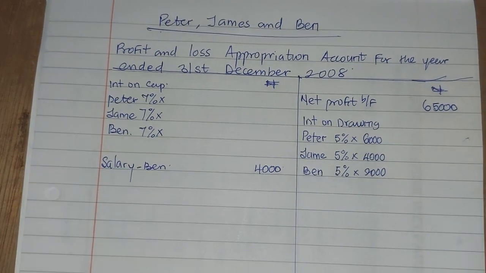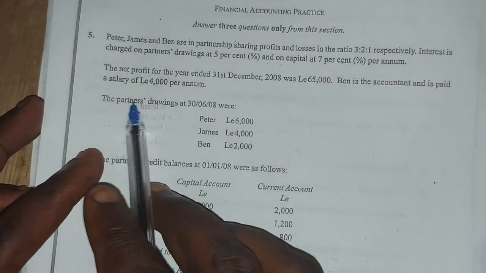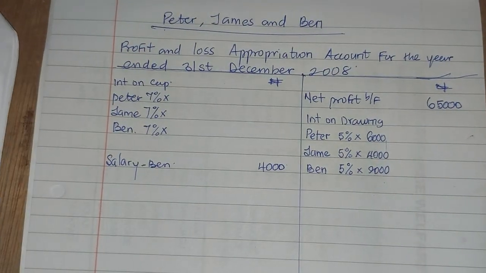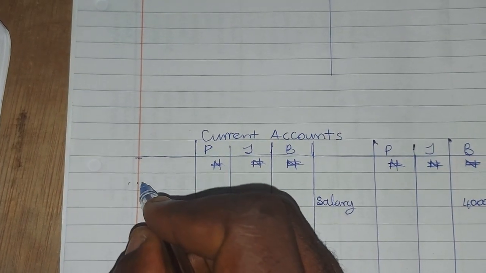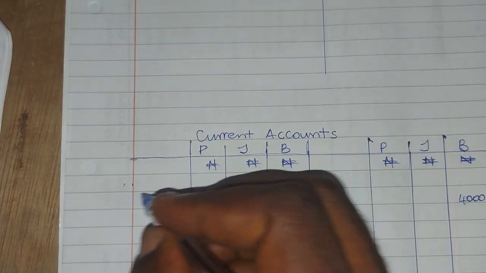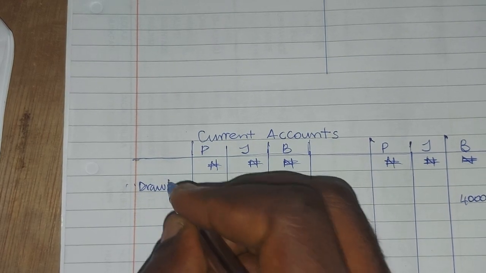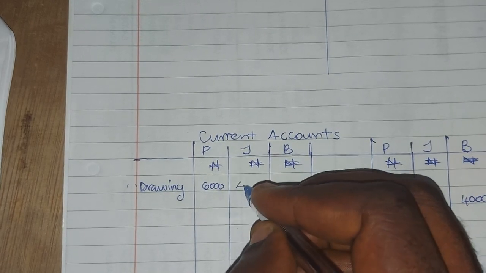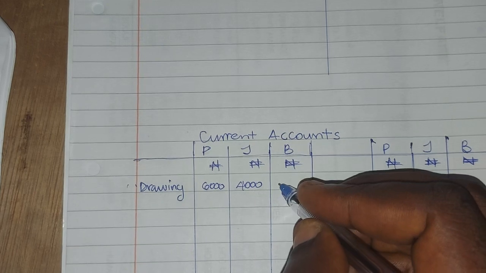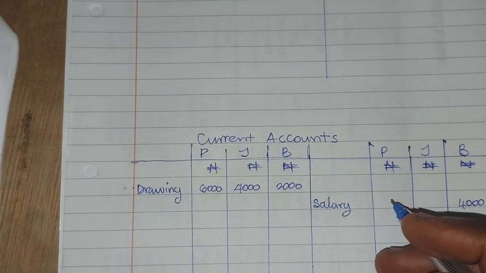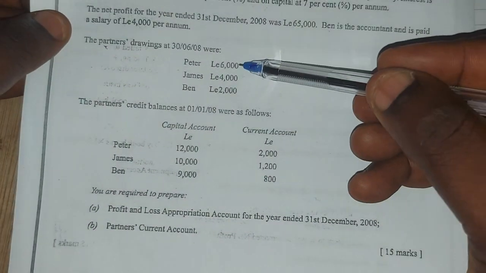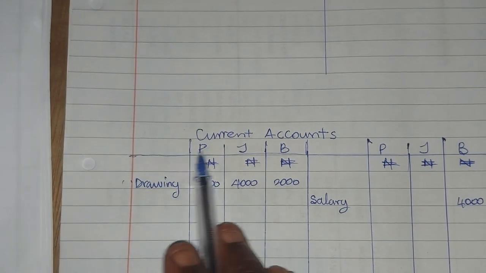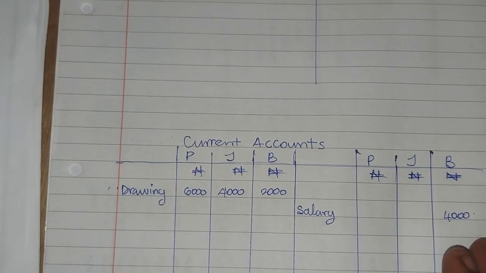Okay. All right. Then we are given partners' drawings. So you write the drawings. Then you come here, the partners' drawings. Then on the current account, you debit the current account and say drawings. So we have 6,000, 4,000, and 2,000, respectively, like that. So you take it one after the other. This is partners' drawings. It will be debited on the current accounts of the partners.